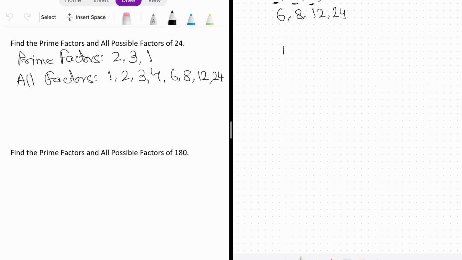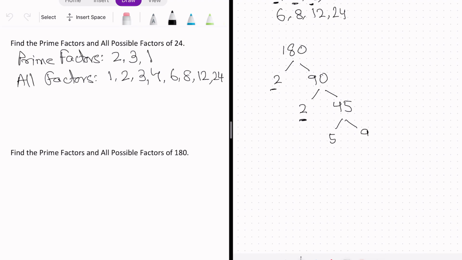180. Let's start the factorization. 2 and 90. 2 is a prime factor. I can't divide that anymore. 90 can be divided as 2 and 45. 2 is a prime factor. Can't divide that anymore. 45 I can divide as 5 into 9.